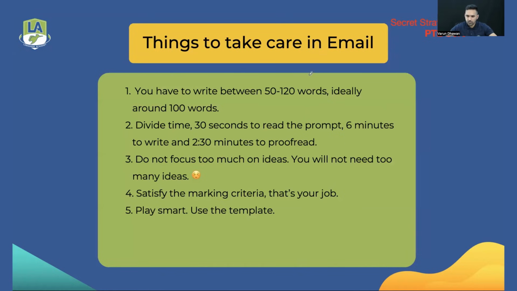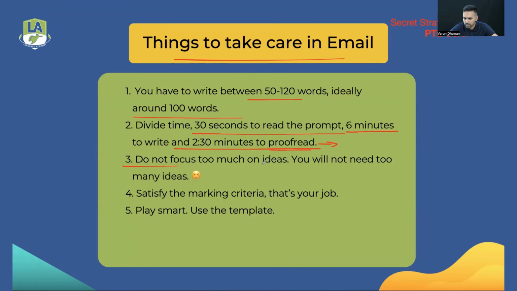Now, I've told you things which you have to take care in your email. You have to write between 50 to 120 words, ideally around 100 words. You have 9 minutes. First 30 seconds, read the email topic. Then next 6 minutes, you have to write, and at least 2 to 2.5 minutes to proofread, to check whether you have written the right way or not.